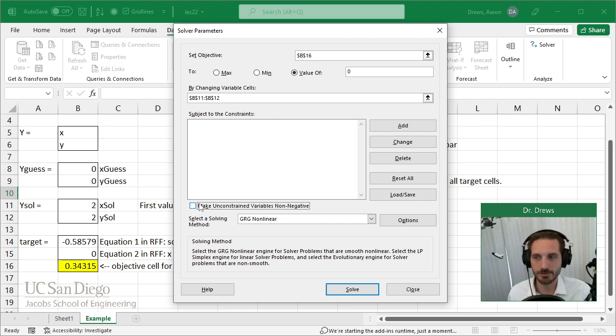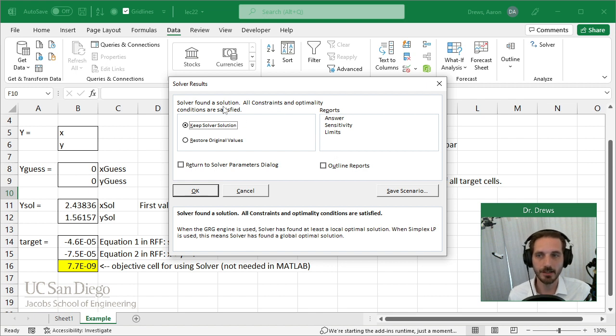All we're going to do right now is just uncheck this and say search everywhere. Don't restrict anything. Don't say that anything has to be positive or negative. We're just going to see what happens if we say start searching. See what you can do. So I've unchecked that. Leave the solving algorithm as GRG nonlinear. It's fine. And then click solve.